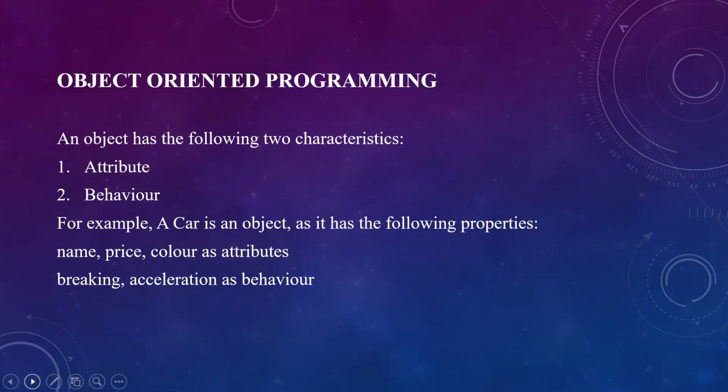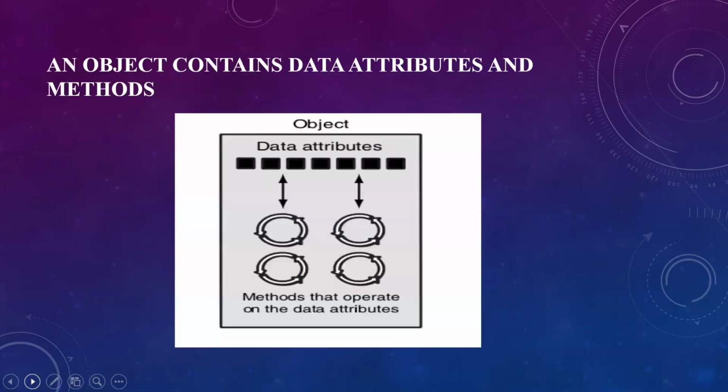We can take another example: a person. A person's attributes are name and age, and the behaviors are that a person can run, walk, and eat. Data attributes are the columns or fields, and methods operate on an object's attributes. An object contains data attributes and methods.